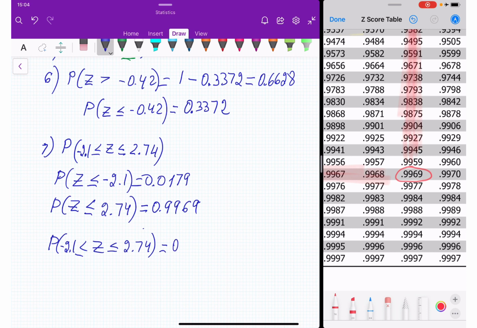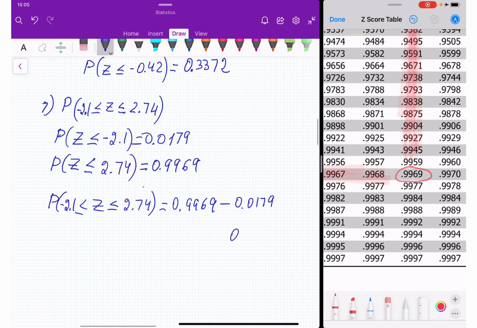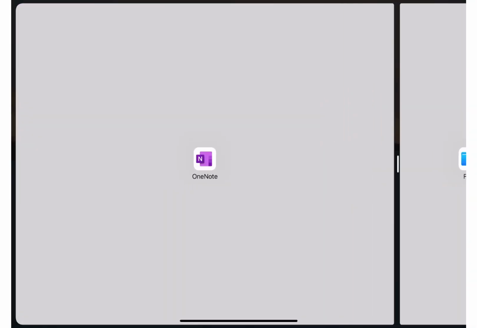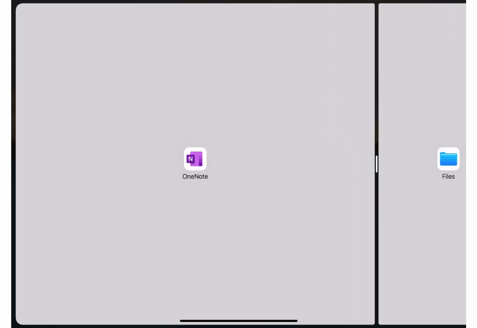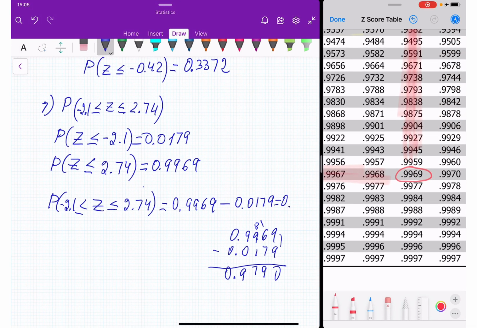And in between, probability for z-score that is greater or equal negative 2.1 and less equal 2.74 is going to be equal 0.9969 minus 0.0179. Let me do it here, drafting it. Why am I using calculator? 9969 minus 0.0179. So 9 minus 9 is 0, 16 minus 7 is 9, here left 8, 8 minus 1 is 7, and here we have left 9, we didn't use this 9, so 0.9790. Okay?